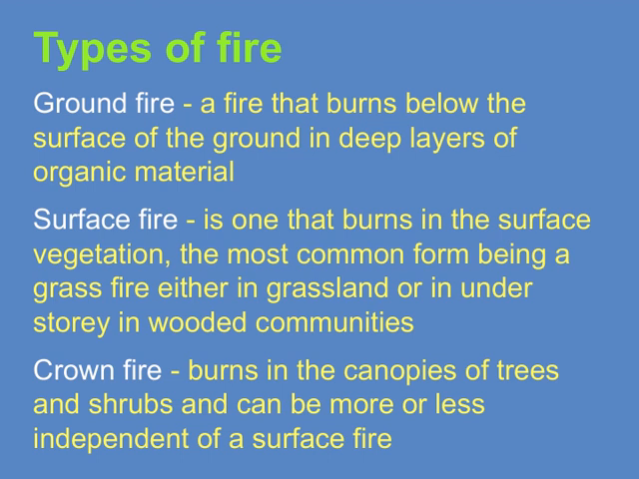Finally, we have crown fire, which burns in the canopies of trees and shrubs. This type can sometimes be independent of surface fires, meaning it can leap from tree to tree, moving swiftly through the treetops. Understanding these different types is crucial because each behaves differently and requires specific strategies for management and suppression.